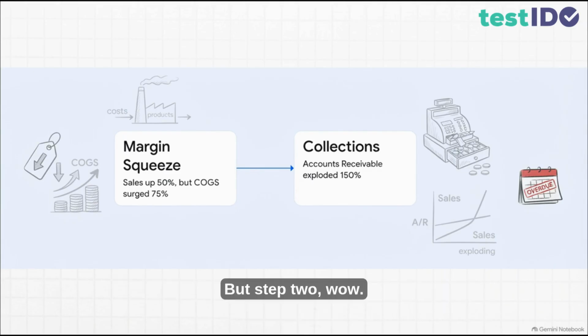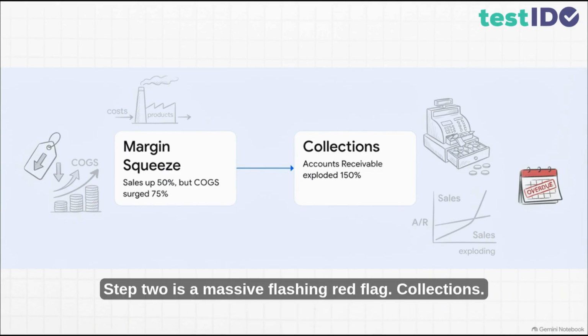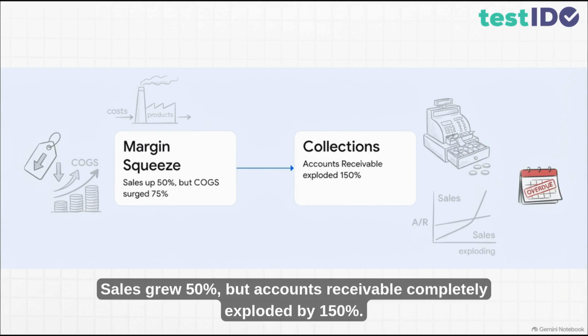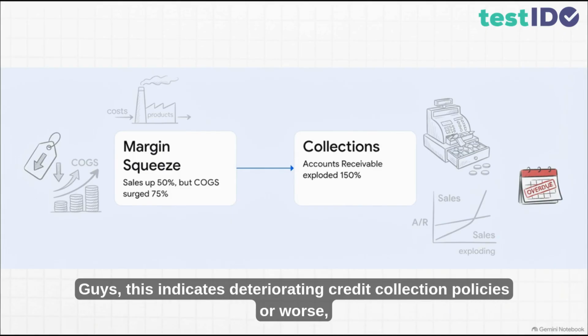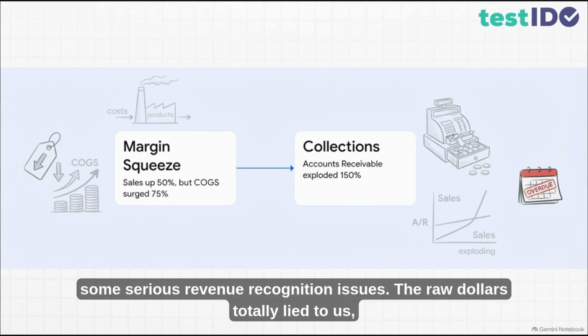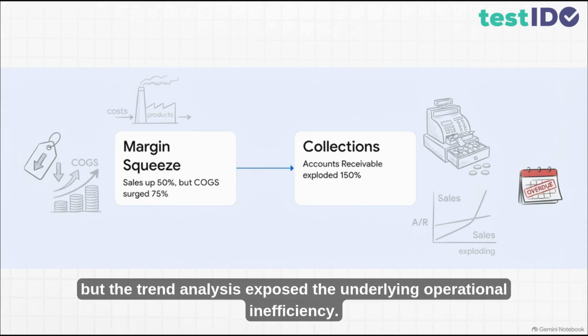But step 2, wow. Step 2 is a massive flashing red flag. Collections. Sales grew 50%, but accounts receivable completely exploded by 150%. Guys, this indicates deteriorating credit collection policies, or worse, some serious revenue recognition issues. The raw dollars totally lied to us, but the trend analysis exposed the underlying operational inefficiency.